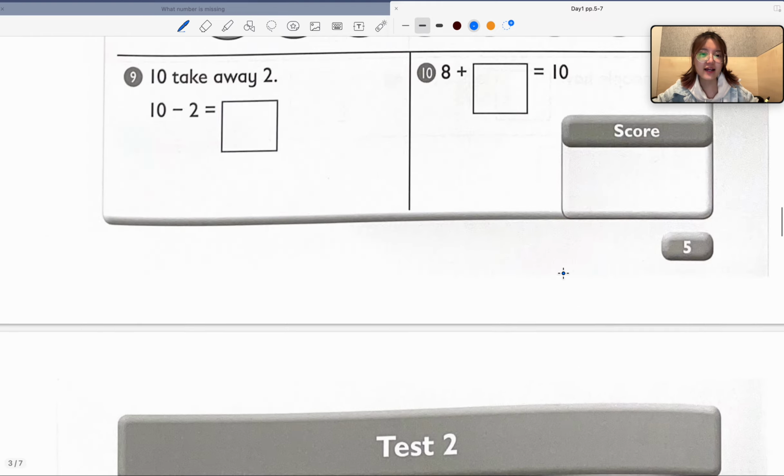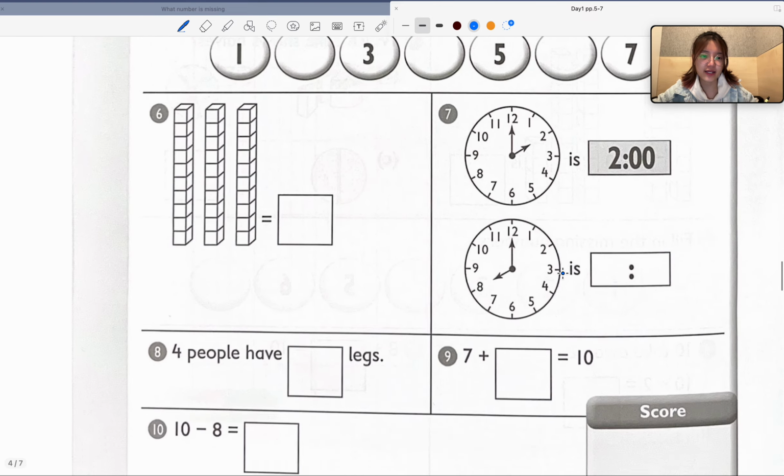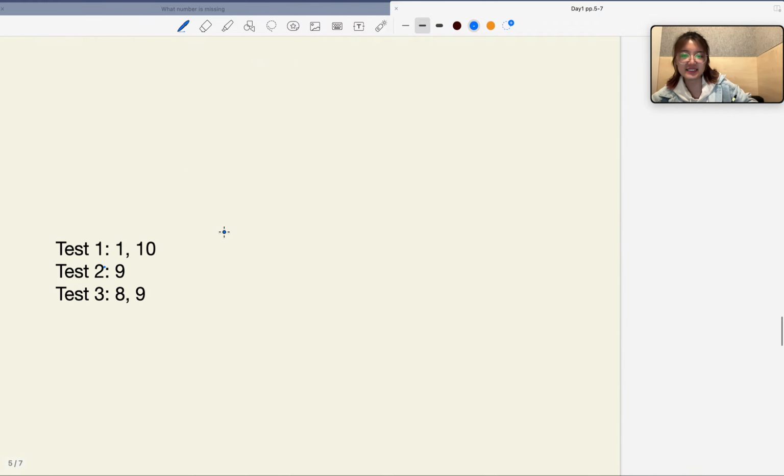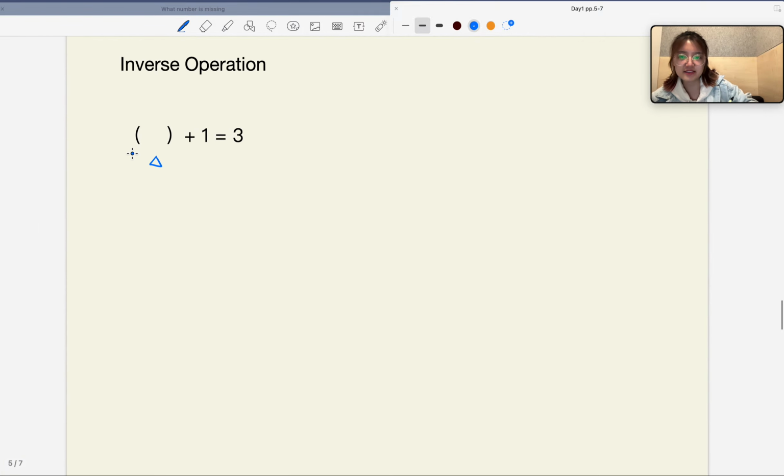Okay, everyone. Now maybe we can take a look at another very interesting knowledge. It's about the inverse operation. So sometimes there will be a blank on the left of the equation. What can we do? Like this one. So now we have a missing number plus 1 is 3. How can we know the missing number? It's not hard for you, right? We have a number plus 1 equals 3. The number will be 2. Yes, pretty easy.